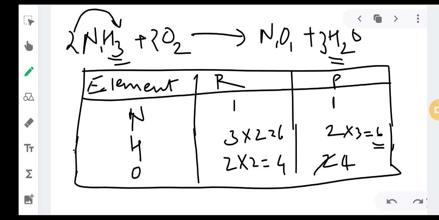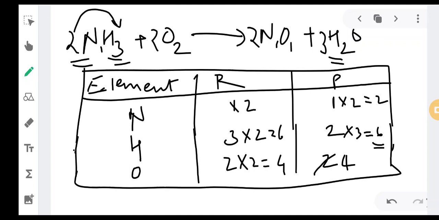So what will happen to nitrogen is nitrogen will get unbalanced. Nitrogen on the left hand side, from 1, will become 2 in numbers. On the right hand side, nitrogen is 1 in number, so you need to multiply it with 2 to make it 2 in number.